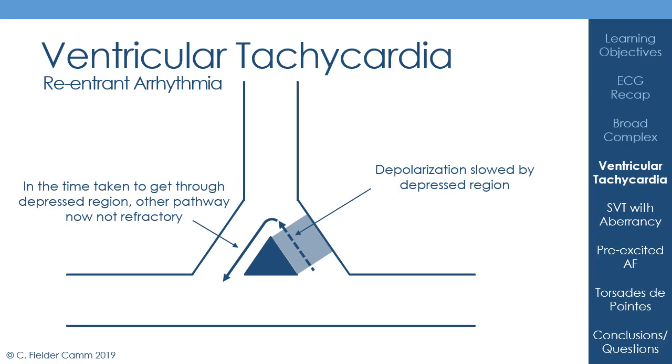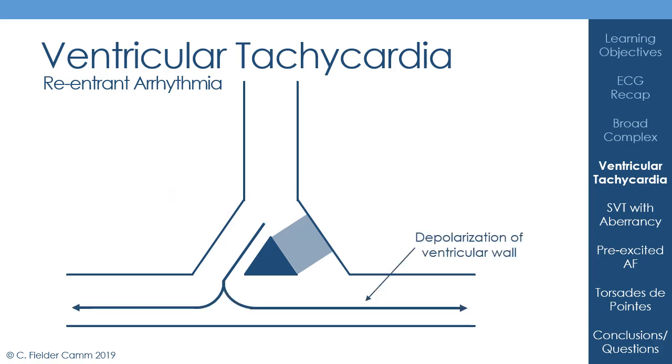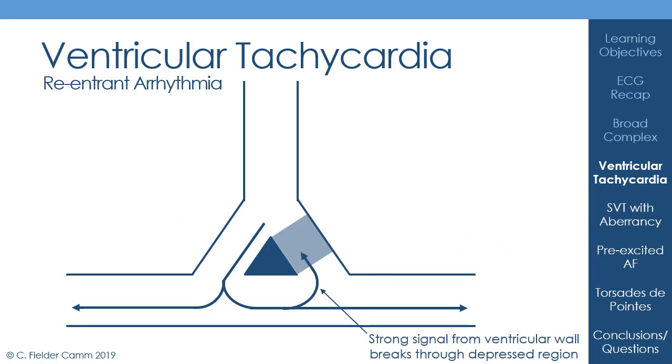So the signal arrives there and is able to head straight back down that Purkinje fiber and to depolarize the ventricular wall again, which then comes back up the depressed region again. And you can see how you've developed a circuit here that will just go round and round and round. And that's how you get a reentrant ventricular tachycardia developing.